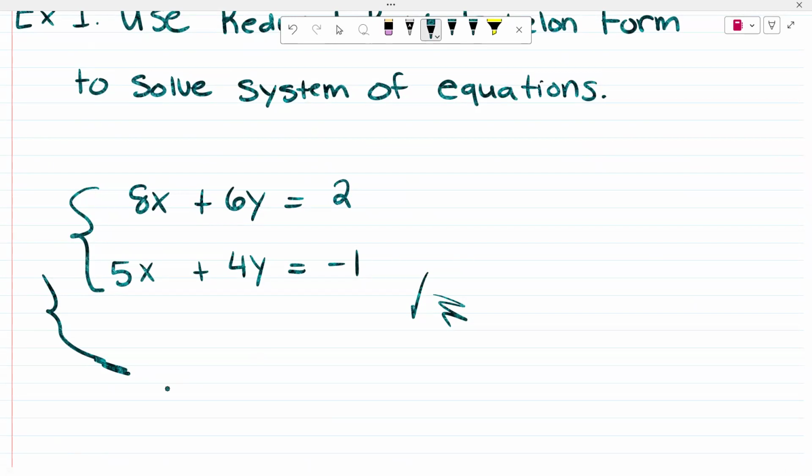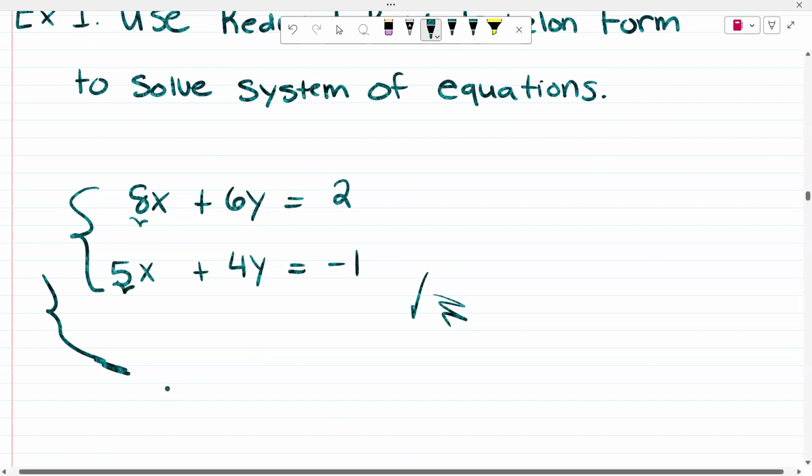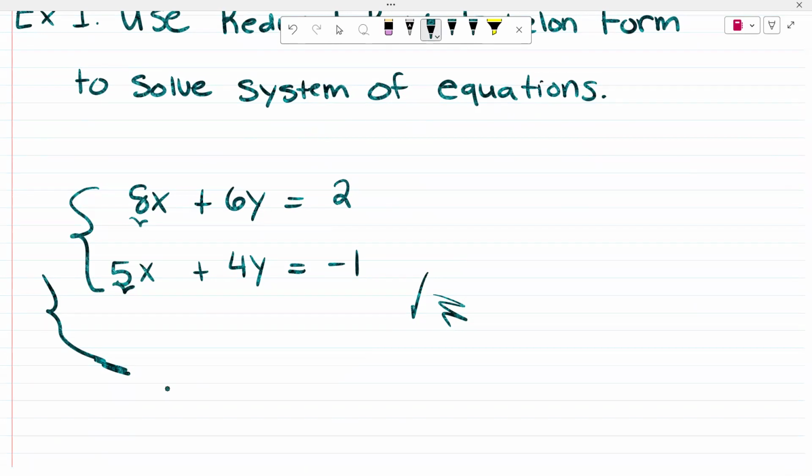So let's do elimination. How would you do this? Well, you want to get rid of the x or the y, right? And let's get rid of the x. So here you have an 8x and a 5x. What I like to think of is, what is my common denominator between the constants 8 and 5? Well, the common denominator between 8 and 5 is 40. Once you have your common denominator, just make one positive and one negative, and that'll work.